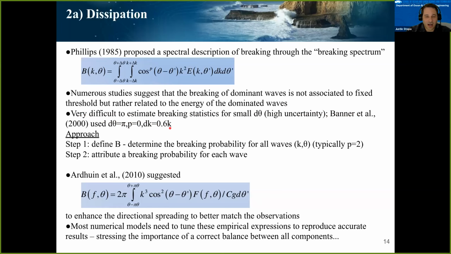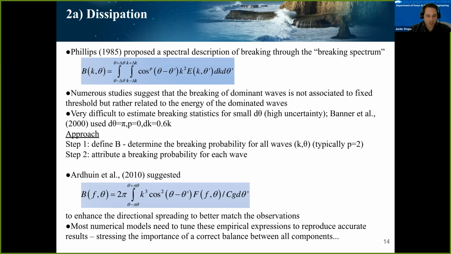So we didn't have very high resolution; he couldn't really resolve from his observations high resolution information about the breaking spectrum. So the approach is, first we have to define this B, and this is pretty much done with some kind of observations that we have. And then what we do is we attribute a breaking probability for each wave, and then we transform that into our spectral model from the previous equation on the previous slide.